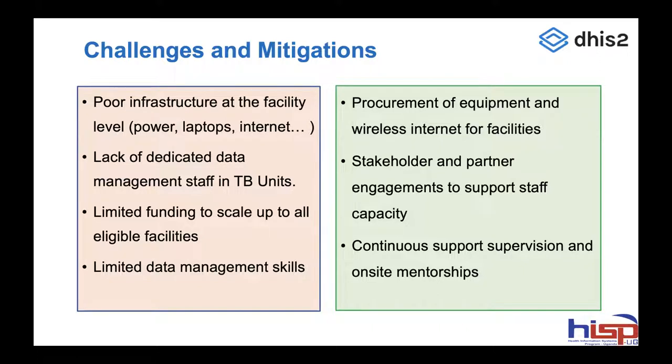Limited funding to scale up. We currently have close to 2,300 health center threes and above, which should be treating TB. We've only gone into 224. So the scale up is still limited, partly because of funding, and of course data management skills. So we are working with all partners at different levels to support the scale up, specifically for procurement, as well as engaging on staff capacity building, but also on continuous support, supervision, and mentorships to mitigate some of these issues.